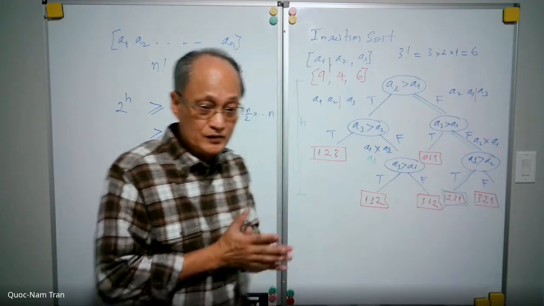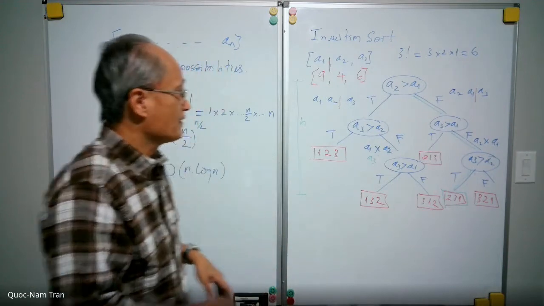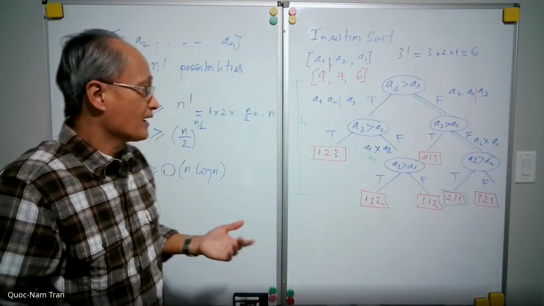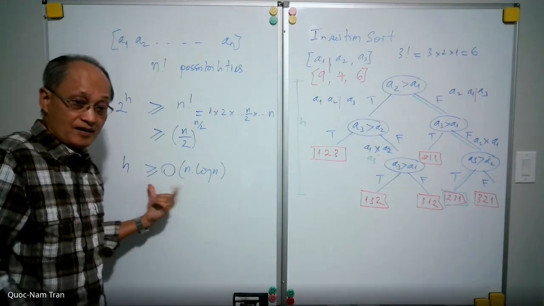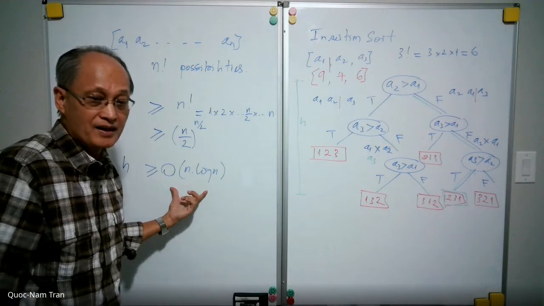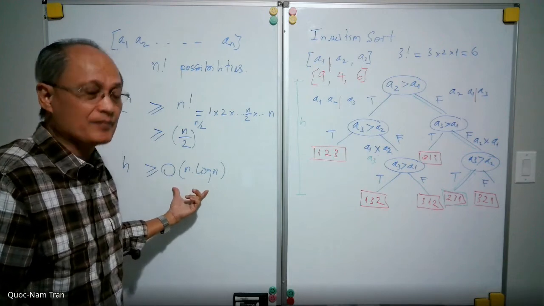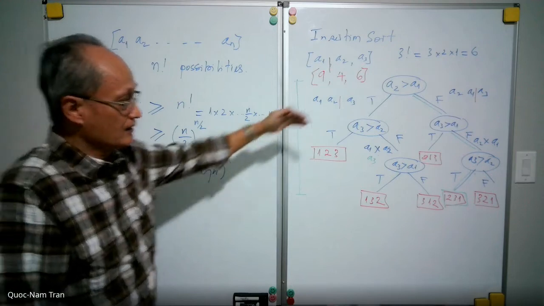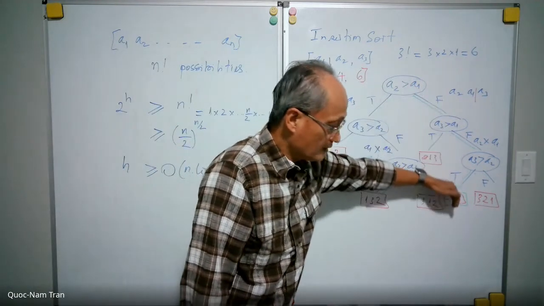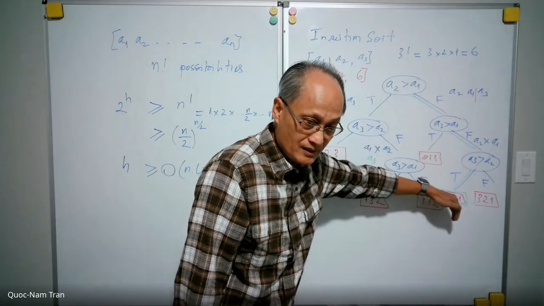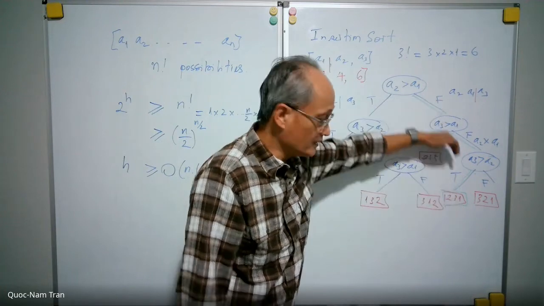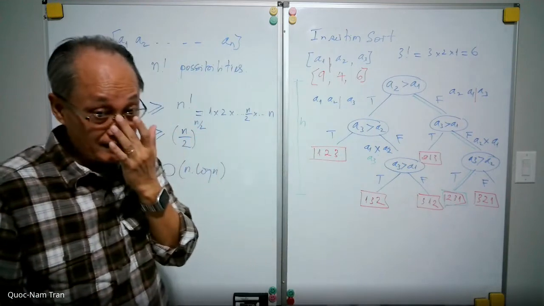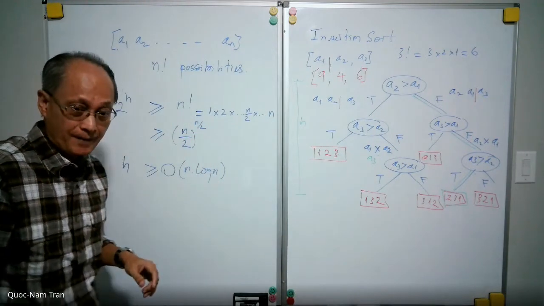So the conclusion here is that for any sorting algorithm, the minimum complexity is here. The worst case situation is that we cannot have any shorter than n log n. That is the worst case situation.